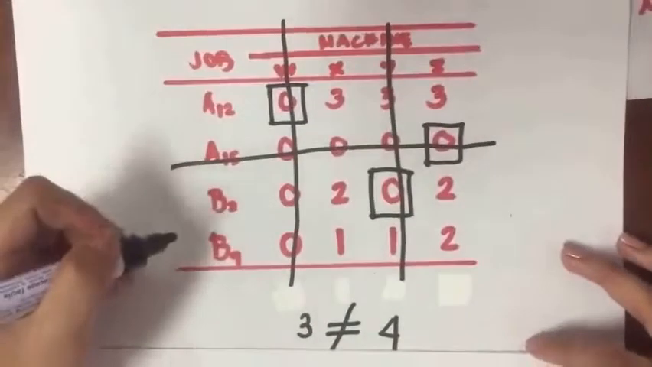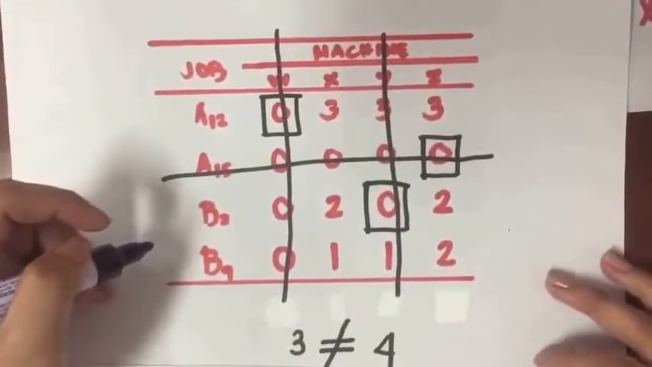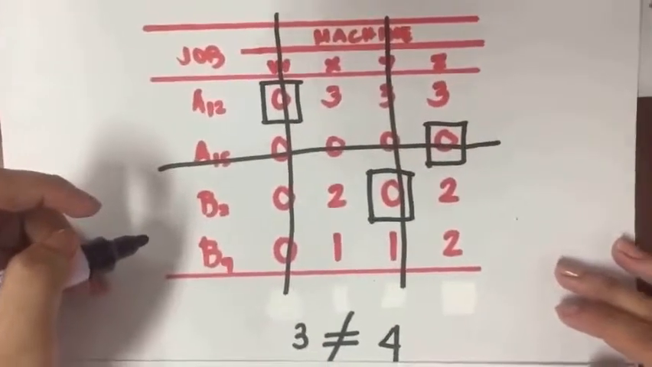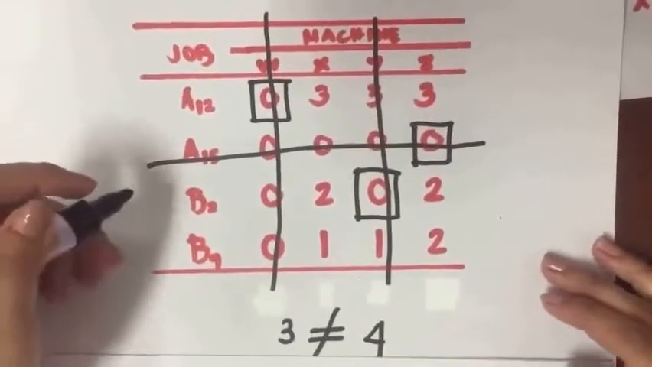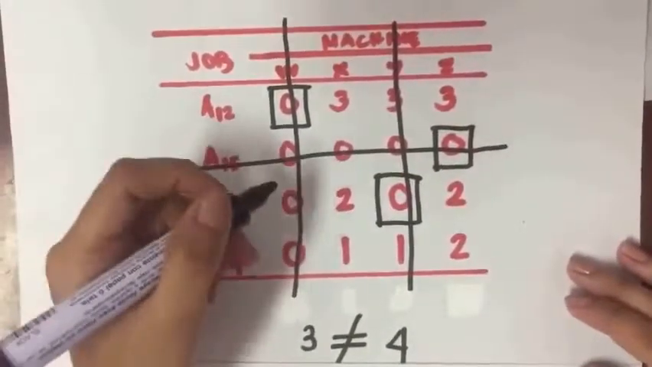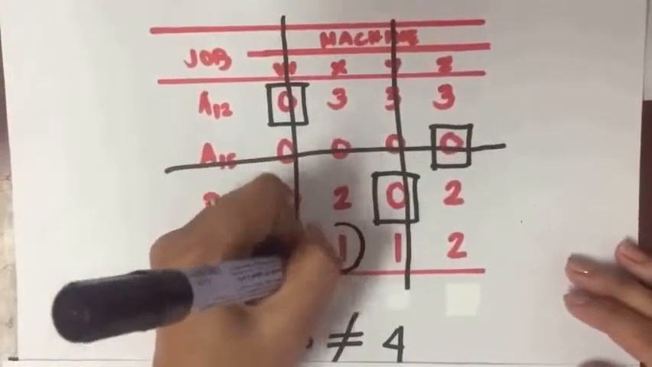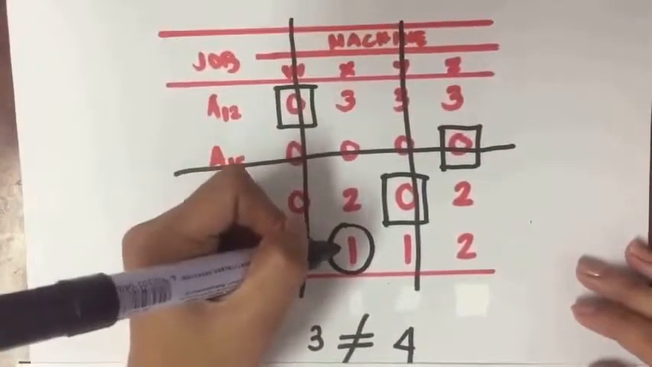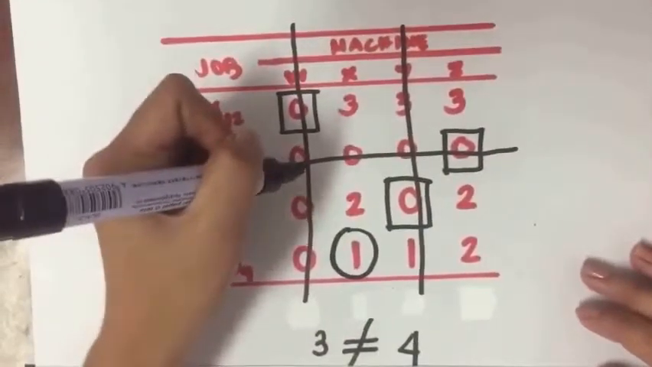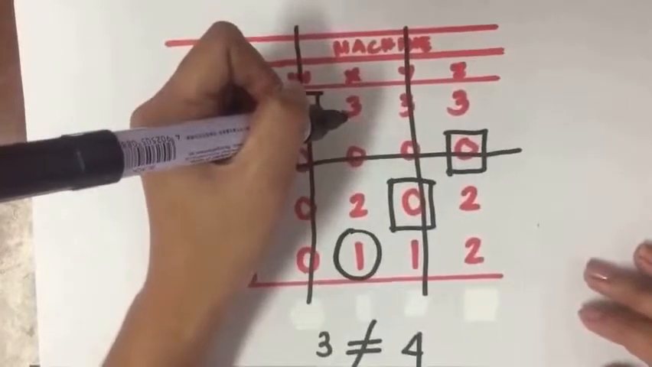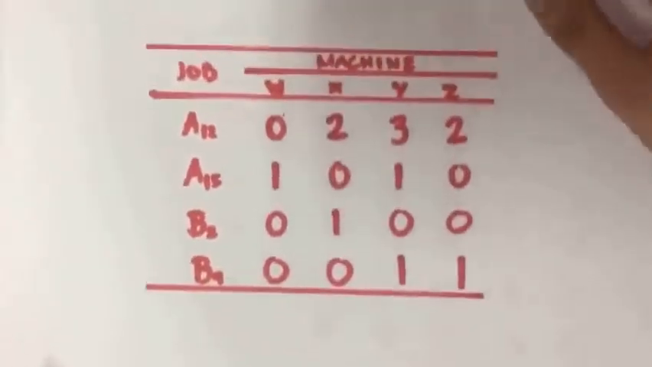Since this one is not yet optimized, we need to find the minimum value that is not crossed out from all other values not crossed out. Then add this value to those cells where 2 lines intersect. So we have here 1, which is not crossed out. So what we're going to do here is add the 1 to those cells that are intersecting and subtract it from those that are not crossed out. So we now have here the new form.